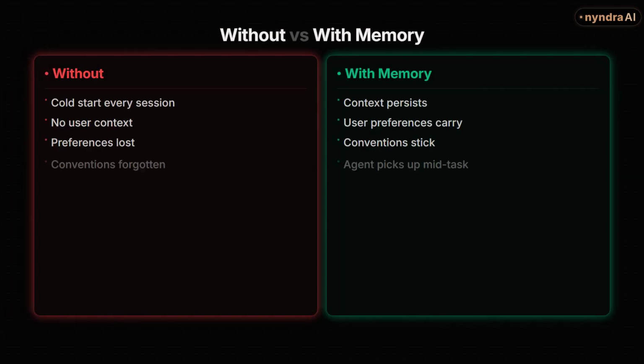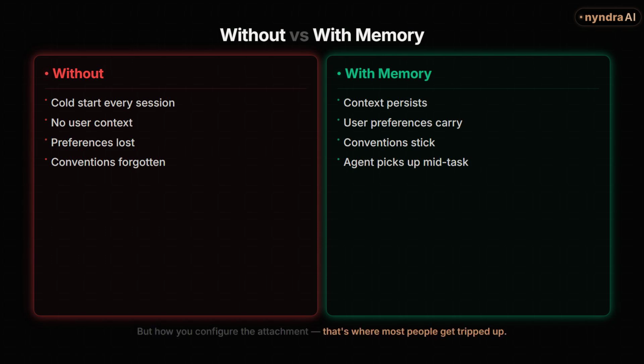Without memory, every session cold starts. The agent knows nothing. With memory, context persists. User preferences carry. Project conventions stick. The agent picks up exactly where it left off. But how you configure the attachment, that's where most people get tripped up.